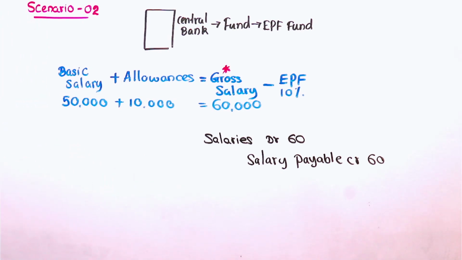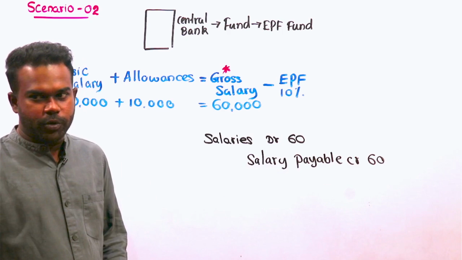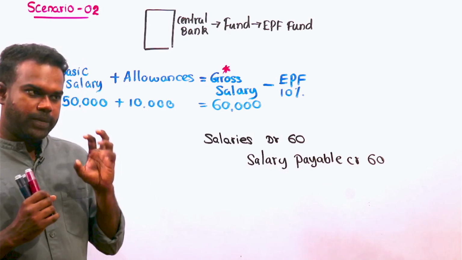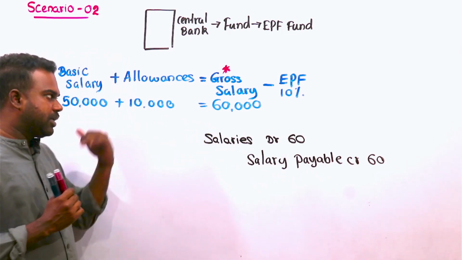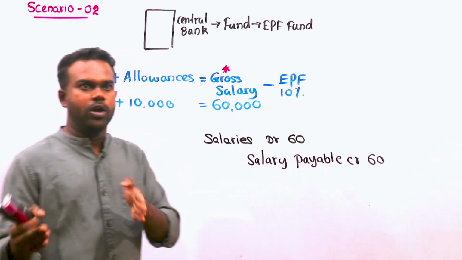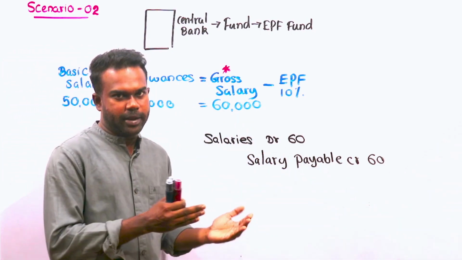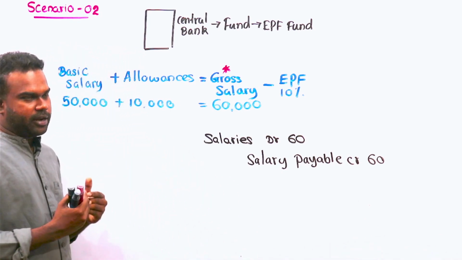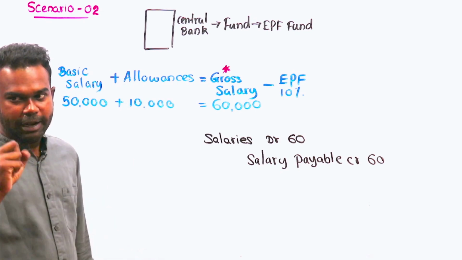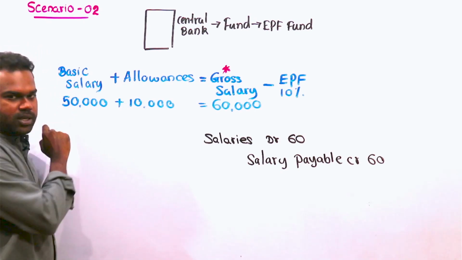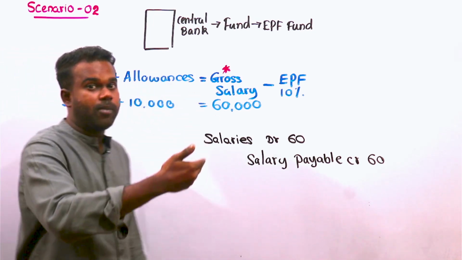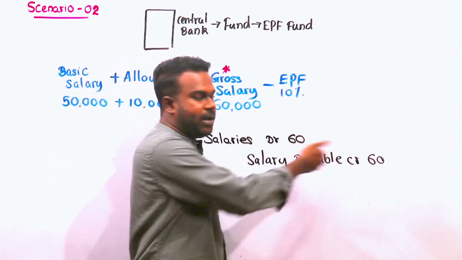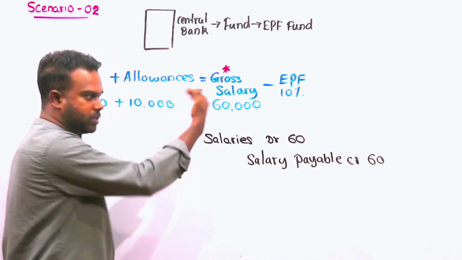Actually, it depends on the question, right? But if there is a basic salary, we calculate on the basic salary, and if there is no basic salary, then we calculate on the gross salary. The question will tell you whether to calculate based on gross salary or basic salary. But theoretically, we calculate on basic salary, because basic salary is a fixed amount. Therefore, if you calculate the percentage on basic salary, it will be a fixed amount deducted every month.